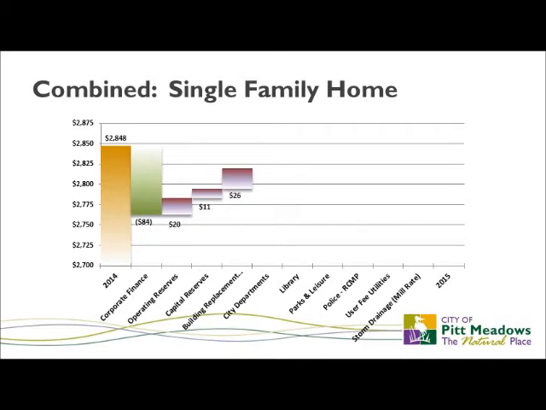City departments are added next, followed by our service delivery partners. And once we add the utilities, which offset to zero, we come to the total combined taxes and utilities for an average assessed single-family home at $2,848, which, as you can see, is the same as 2014.